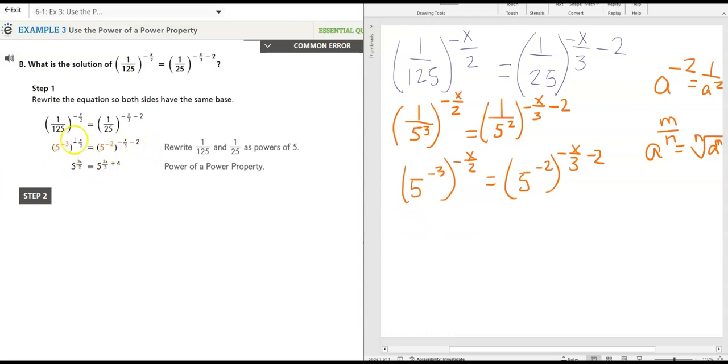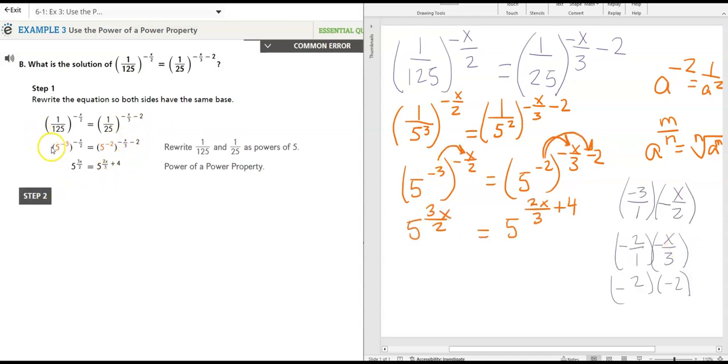Okay, so we did power of a power, and we multiplied the negative 3 times the negative x over 2 to get positive 3x over 2. And we multiplied, again, kind of like the distributive property, the negative 2 times the negative x over 3 to get 2x over 3, and the negative 2 times the minus 2 to get plus 4. And again, if you're confused on how we get from this step to this step, over here I showed how we're multiplying power to power, distributing this power to the other power.